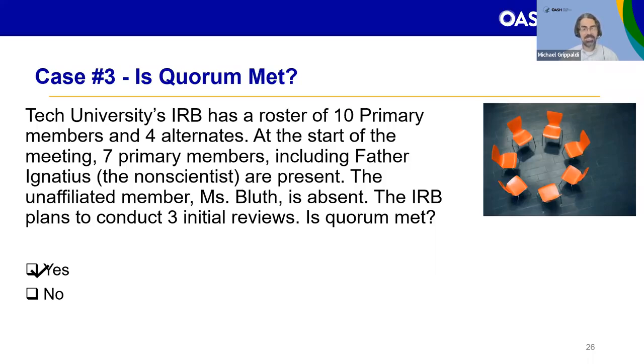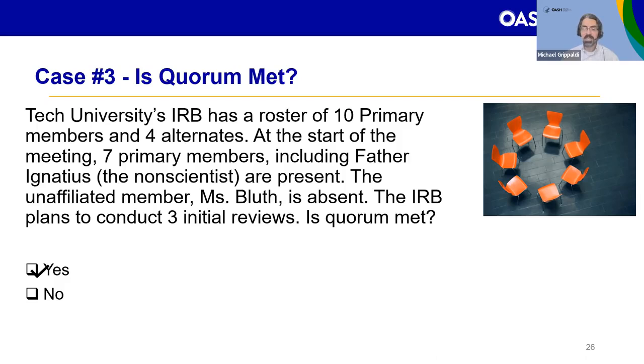Yes. So this one was a little tricky for a couple of reasons, but the majority of you got it, which is fantastic. So first, let's recall the definition of quorum. It's a majority of the primary voting members and the non-scientist. We are told that there's 10 primary members. So applying our formula for even numbers, 10 divided by 2 equals 5. Then we add 1 to receive a majority, right? We don't need half, we need the majority, and that's 6. And I did the math for you on the previous slide, so hopefully you remember that. So we need 6 members, and we're told that we have 7 members present. So 7 is greater than 6, we have quorum.